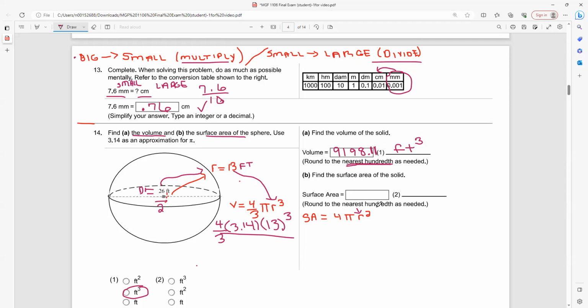For the surface area, we want to round to the nearest hundredth as well. We're going to multiply 4 times 3.14, which we're substituting for pi, times our radius squared. Remember, our radius is 13. And that's where we want to start. Square 13 to the 2nd power times 3.14 times 4. And this time we'll get 2,122.64. And our units would be feet to the second power, so square feet.